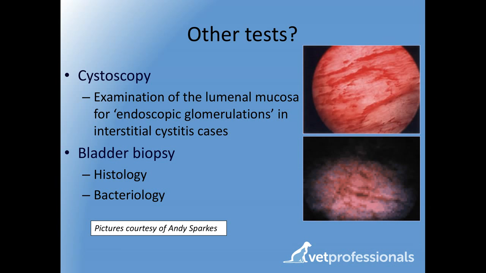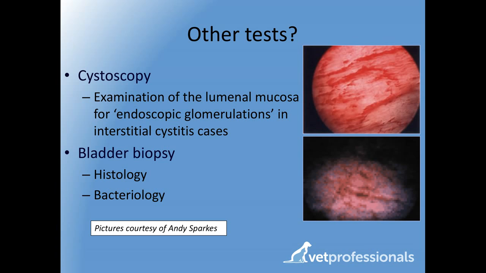Other cases, well, if you do have access to cystoscopy, then that can be helpful in terms of looking at the inner surface of the bladder and seeing evidence of inflammatory changes, hemorrhage. These images from Andy Sparks show the sort of pictures that you might see from a cat with idiopathic cystitis if you're to have these sort of facilities available to you.